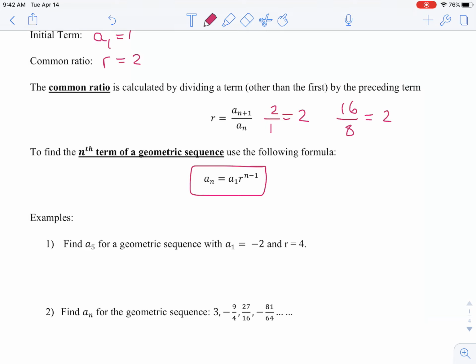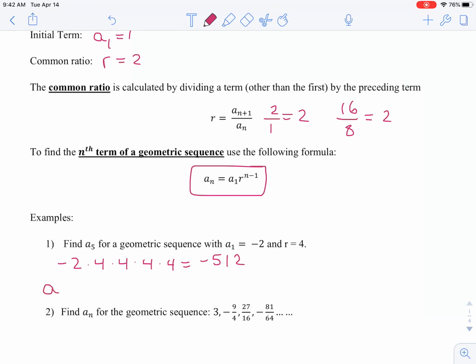So if we look at this first example, find a sub 5 for a geometric sequence with the first term of negative 2, and r is 4. If you really wanted to, okay, a sub 1 is negative 2, times 4 would get me to the second term, times 4 the third term, times 4 the fourth term, times 4 the fifth term. I could do it just this way if I wanted to. So that would give me negative 512.